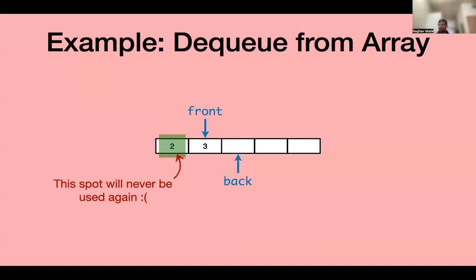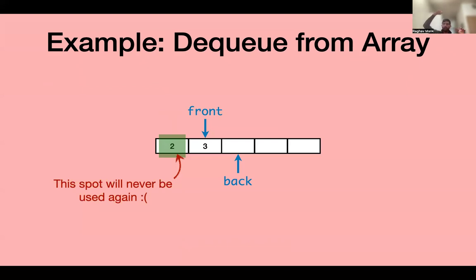Now, as I mentioned earlier, the fact that we keep advancing the pointers means that the spot that had the 2 is never going to be used again. So unlike with a stack array, where after I pop I've still got the value there, but the next time I push it's going to overwrite it, and so it's fine. I'm not wasting any memory.